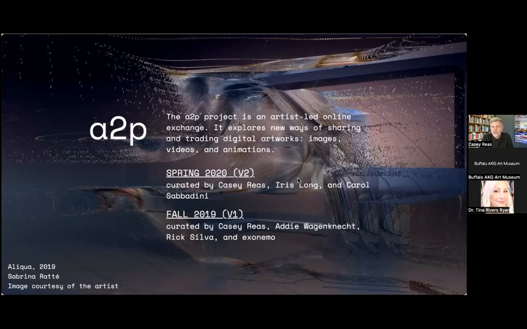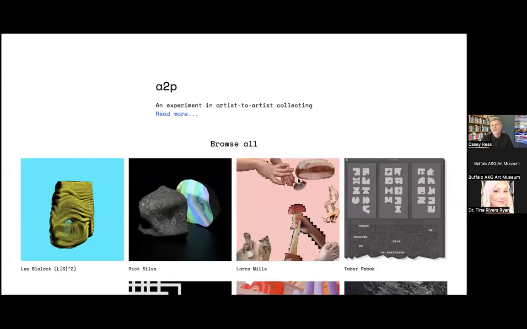And for this show, there were 4 curators: myself, Adi Waganek, Rick Silva, and Exonimo. And we each invited a large group of artists. In the end, we had 75 different artists who each uploaded a digital file. Each digital file was minted on the Bitmark blockchain as an edition of 10 plus 1 artist proof.